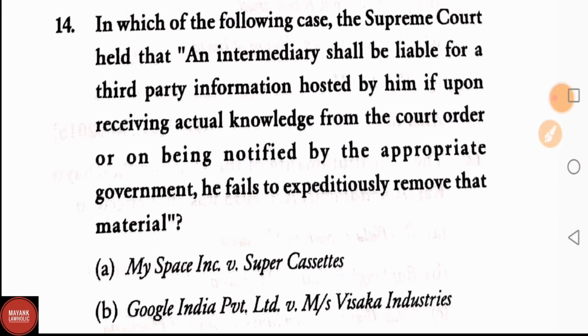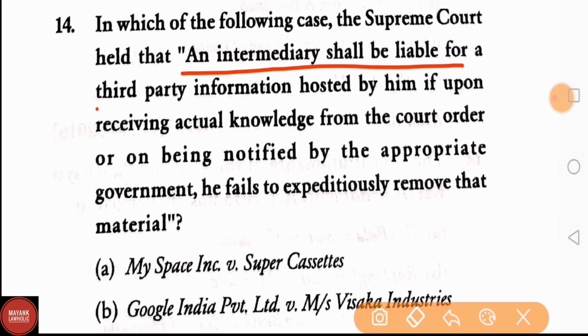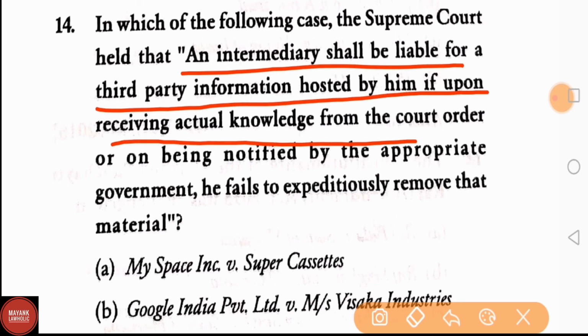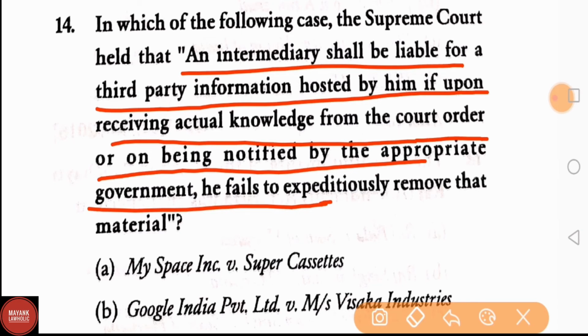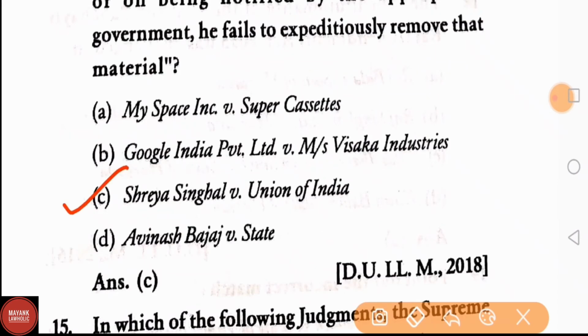Question number 14. In which of the following cases the Supreme Court held that an intermediary shall be liable for third party information hosted by him if, upon receiving actual knowledge from the court order or on being notified by the appropriate government, he fails to expeditiously remove that material. The statement was made in the case of Shreya Singhal versus Union of India, related to the Information Technology Act. So the correct answer to this question is Shreya Singhal versus Union of India.